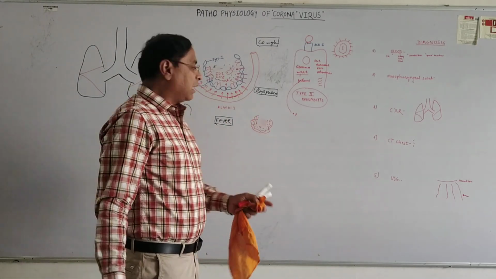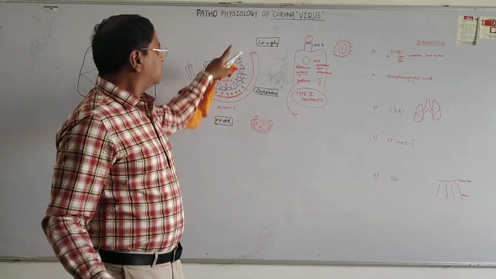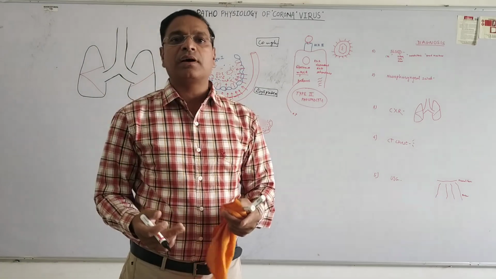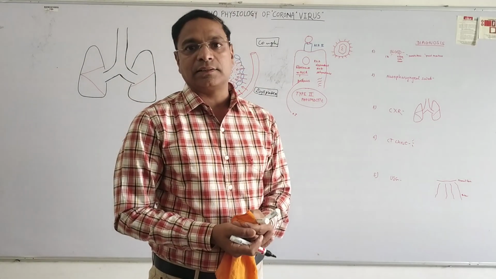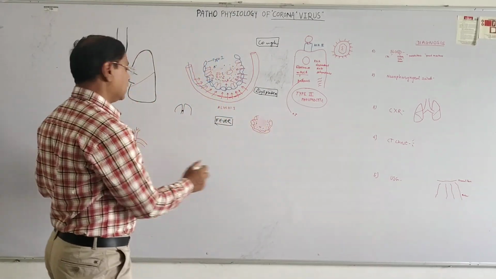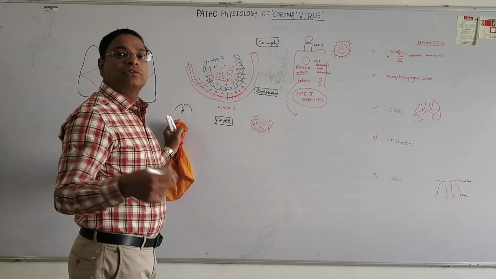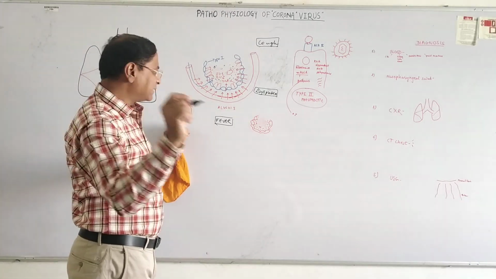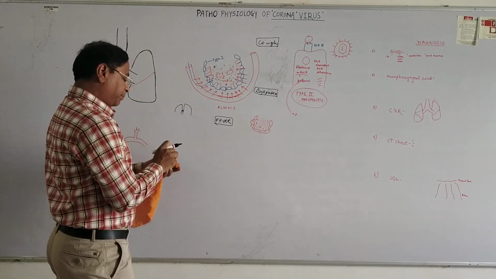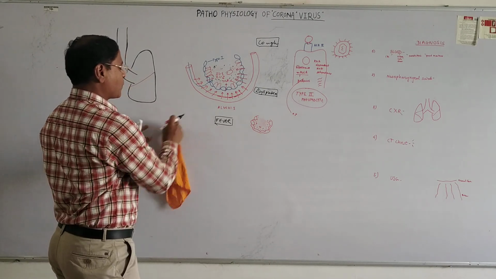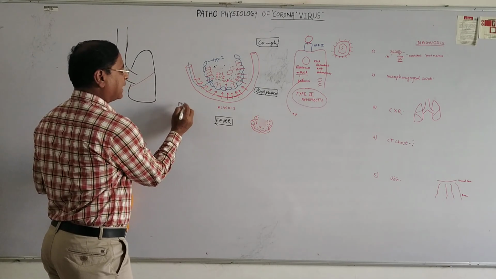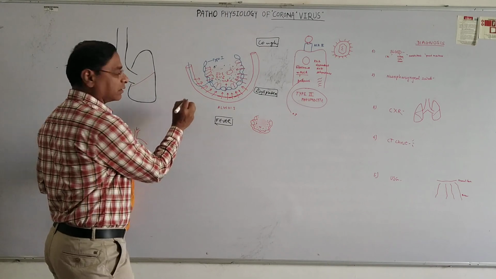Let's move further. As this local inflammation becomes severe, the systemic inflammation sets in. And that systemic inflammation will also result in some other features. But at the same time, in the blood, the PO2, partial oxygen pressure, is falling.